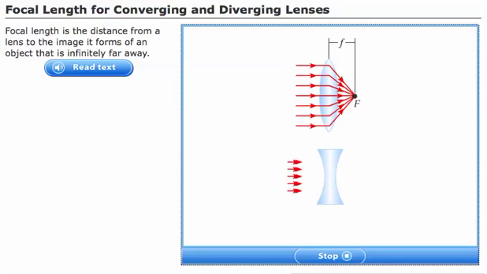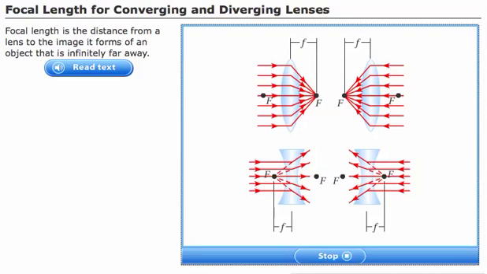A diverging lens causes parallel rays to diverge. The focal point is defined as the point from which the diverging rays appear to originate. The focal length is defined as the distance from the center of the lens to the focal point. For a diverging lens, the focal length is negative to indicate that the rays appear to originate on the same side of the lens as the object.